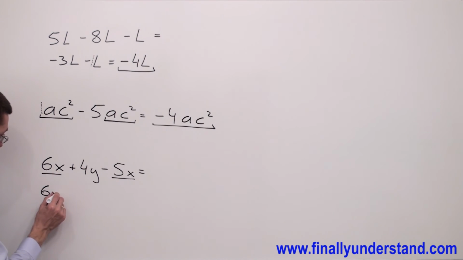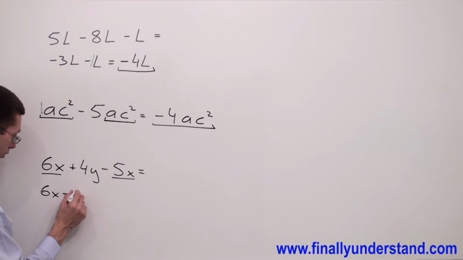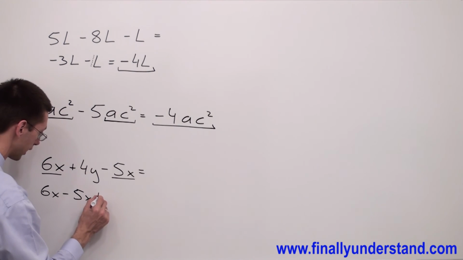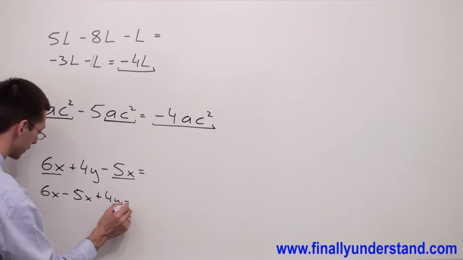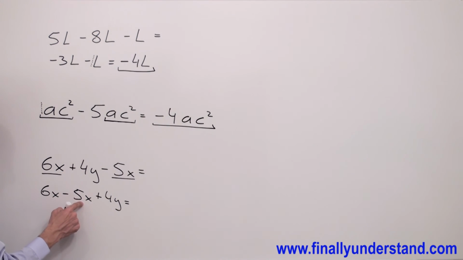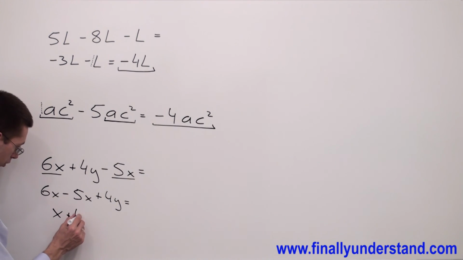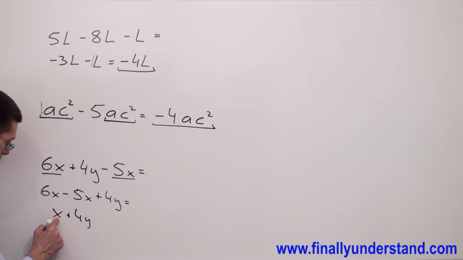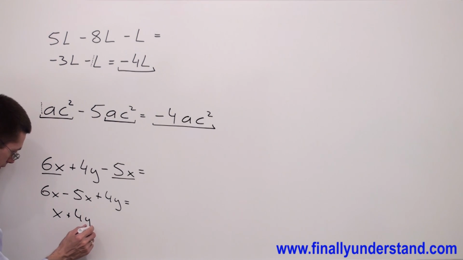So I have 6x minus 5x plus 4y. 6x minus 5x I can subtract from each other because they are like terms. That's why I have just x. 6 minus 5 is 1. 1 times x gives me simply x plus 4y. I cannot combine x with y because they are not like terms, because x is not the same as y. That's why this is the answer to my problem.